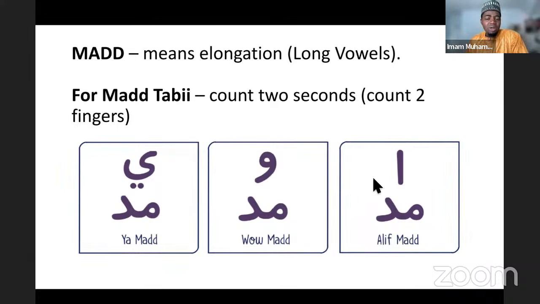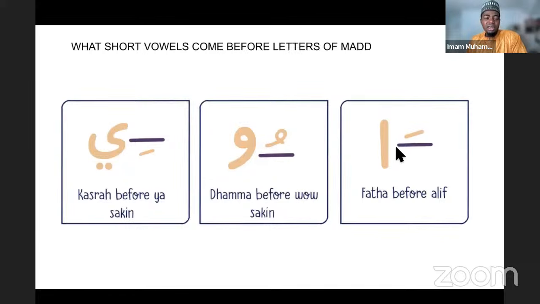But how do we pronounce them? A letter with an alif mad must have a fatha. A letter with a waw mad will have a dhamma, and a letter with a ya mad will have a kasra, with the exception of the mad leen, which we'll learn later on. So mad leen is the exception to this rule I just showed on the screen. Mad leen is when you have a letter having fatha, but having a waw or a ya mad. It's called mad leen, right?